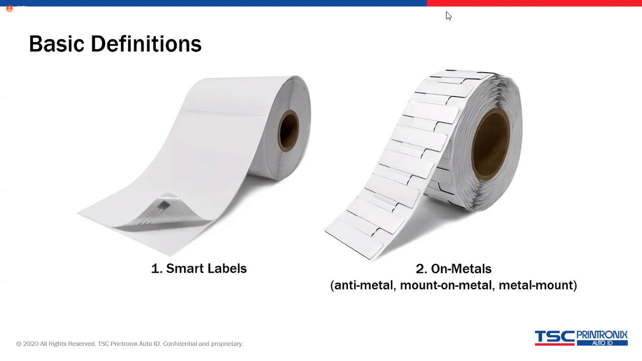It's important to note there are a few differences here. So with the on-metals, you can see, not very well from the picture, but they are significantly thicker than your standard smart label. And that's a key thing we'll be talking about later. I also have listed there some other terms: anti-metal, mount on metal, or metal mount. Depending on what geography you're in or with whom you're speaking, somebody might use one of these different terms, but they all mean the same thing. And here at Printronix, we use the term on metals.